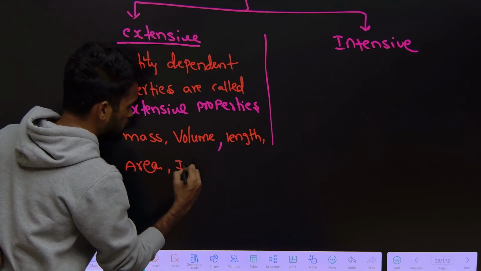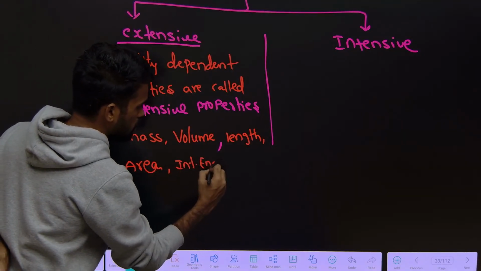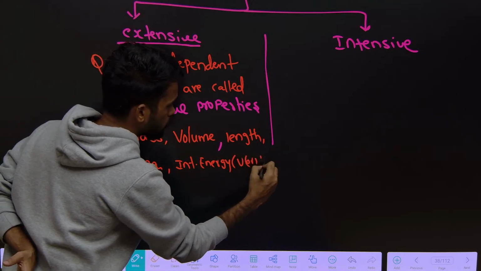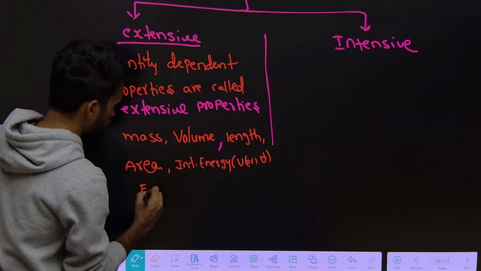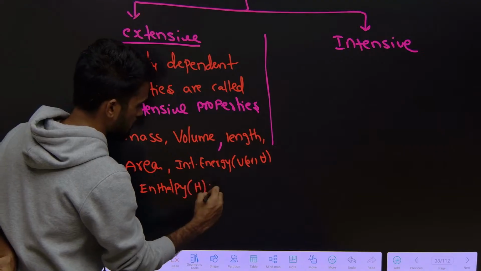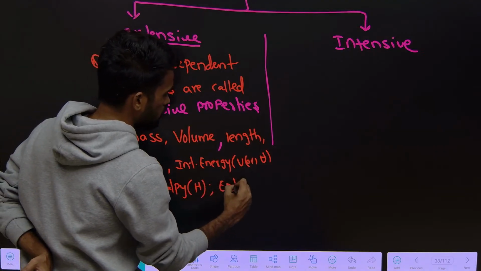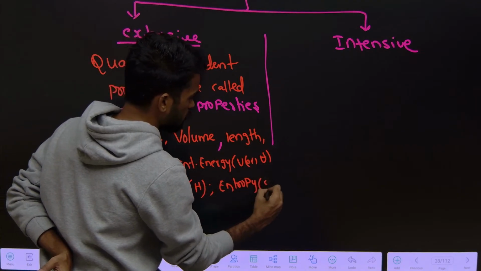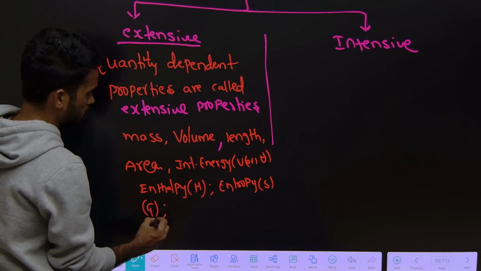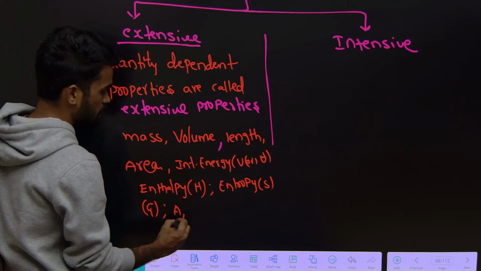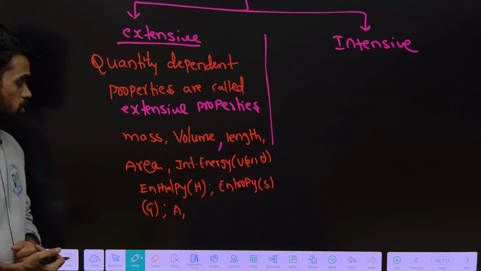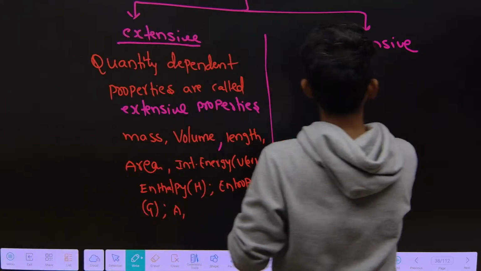So internal energy, which is indicated with symbol U or E, and enthalpy, which is indicated with symbol H, and entropy, which is indicated with symbol S, and next Gibbs free energy indicated with symbol G, Helmholtz free energy indicated with A. All this comes under extensive properties. Now coming to the intensive properties here.